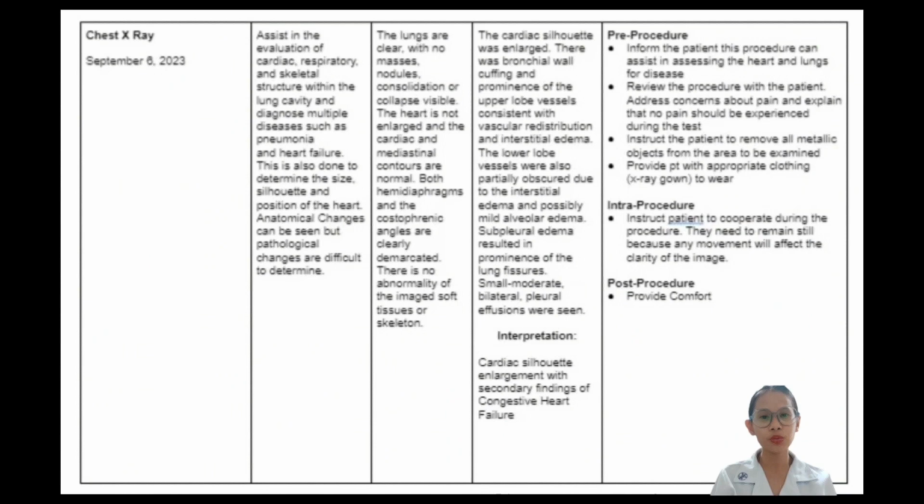There was a bronchial wall and coughing and prominence of the upper lobe vessels consistent with vascular redistribution and interstitial edema. The lower lobe vessels were also partially obscured due to the interstitial edema and possibly mild alveolar edema. Subpleural edema resulted in prominence of the lung fissures, small moderate bilateral pleural effusions were seen. The interpretation for this is cardiac silhouette enlargement with secondary findings of congestive heart failure.